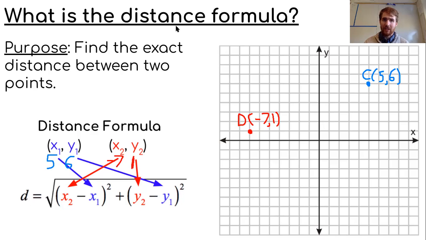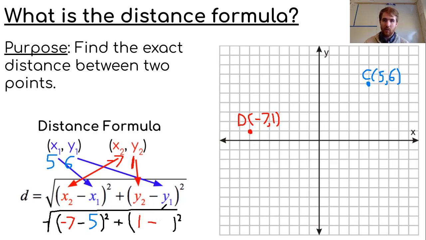All right, now it's just a matter of actually substituting in so we can use this formula. So we have the square root, and then we have parentheses, x2. Well, we know that is -7. So we'll go ahead and put -7 in here, minus x1, 5. So we've taken care of the x coordinates. Now that's squared plus same thing for the y coordinates. Let's find y2. That is going to be 1 minus y1. That's going to be 6. Once we've got this, it's just a matter of following the order of operations to get the correct answer.